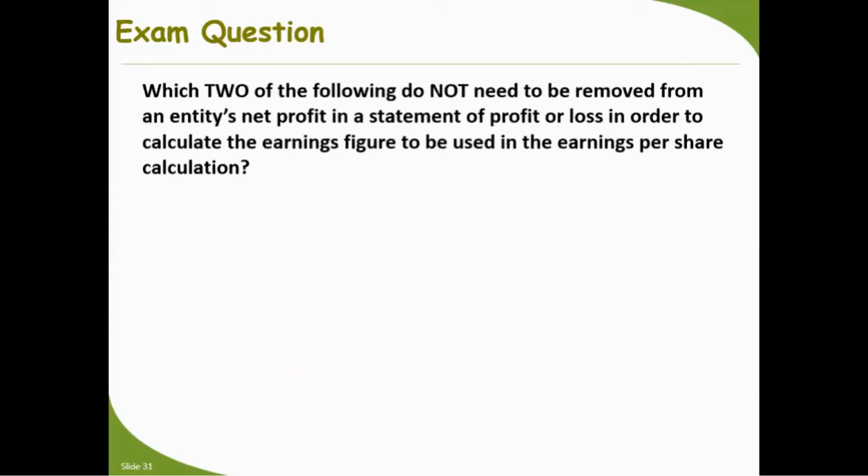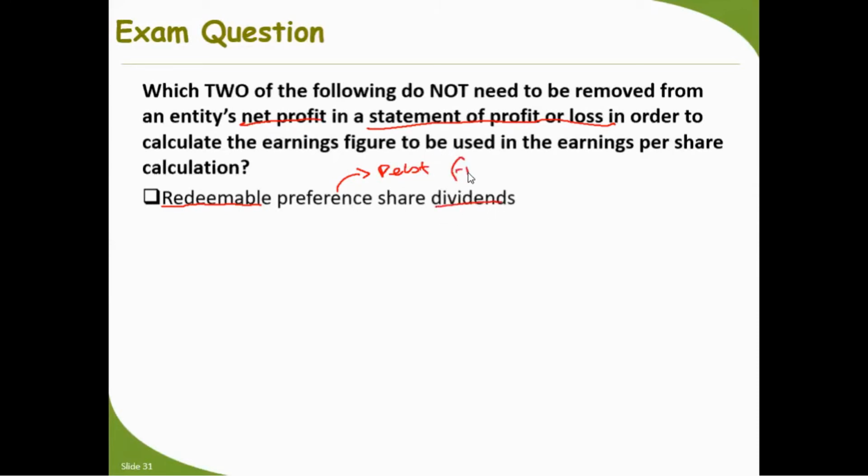Which two of the following do not need to be removed from an entity's net profit in the statement of profit and loss? This is the important phrase: net profit in the statement of profit and loss, in order to calculate the earnings figure to be used in the earnings per share calculation. Redeemable preference share dividend. Now the key word here is redeemable. Redeemable means it will be considered as debt, as per our discussion under financial instruments. When it is debt, its dividend will be treated as finance cost.